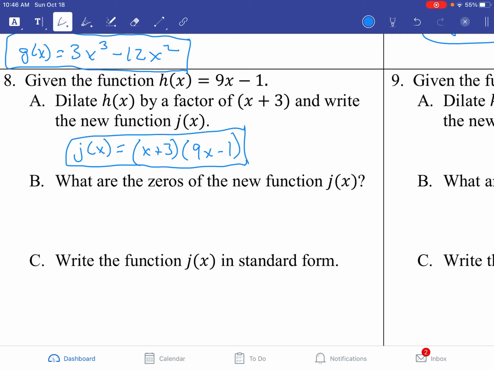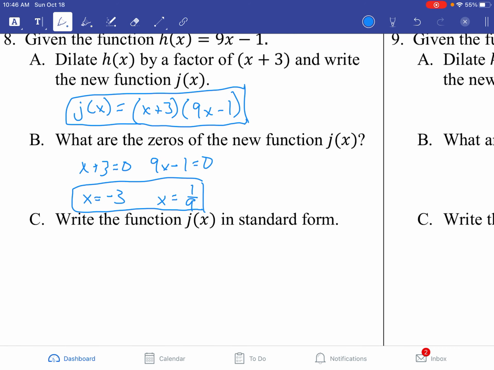What are the zeros of this new function? We have x plus 3 and we have 9x minus 1. We're going to set them both equal to 0. For the first one we subtract 3 from both sides, so we get x equals negative 3. For the second one we add 1 and divide by 9, so x equals 1 over 9. So those are our two zeros, which are the solutions, which are also the x-intercepts. All those things mean the same thing.